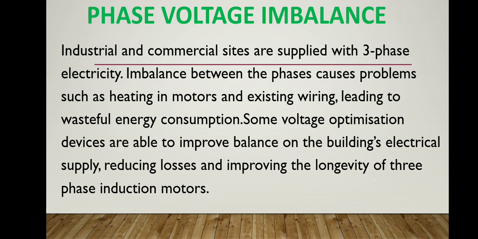Phase voltage imbalance. Industrial and commercial sites are supplied with three-phase electricity. Imbalance between the phases causes problems such as heating in motors and existing wiring, leading to wasteful energy consumption. Some voltage optimization devices are able to improve balance on the building's electrical supply, reducing losses and improving the longevity of three-phase induction motors.